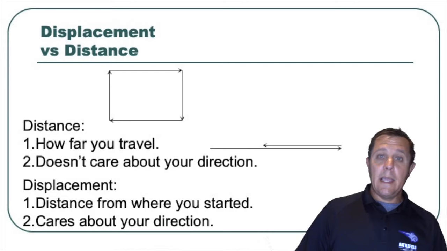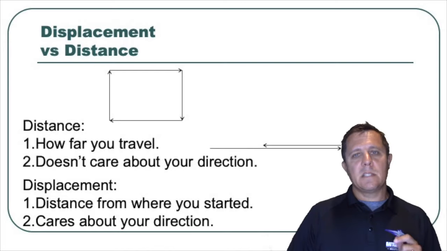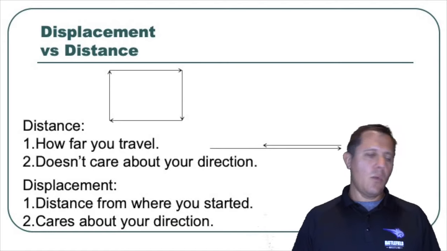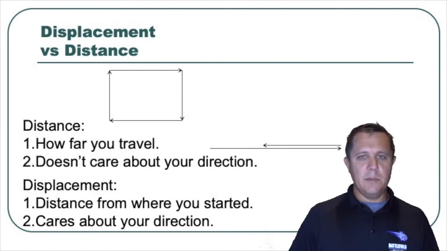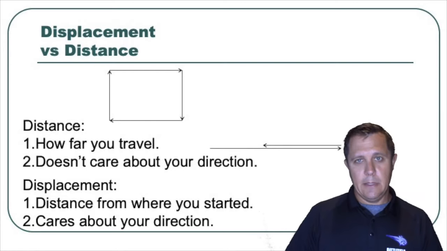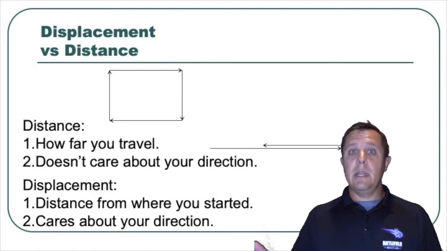Now, displacement is different. Displacement, again, is how far away you are from where you've been. So sometimes they can be the same thing. If I walk in a straight line, my distance and displacement might be the same number. But as a physics teacher, I'm legally obligated to make sure you know the difference between distance and displacement. Okay, and give you some scenarios where they're different.